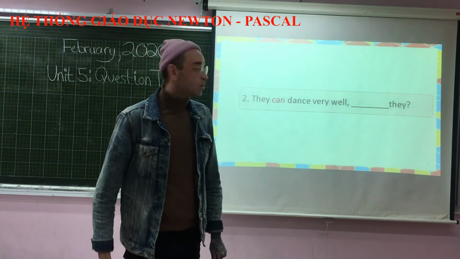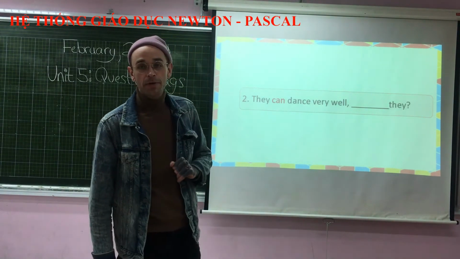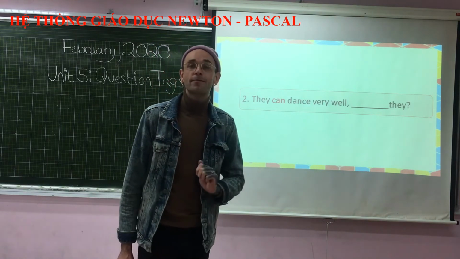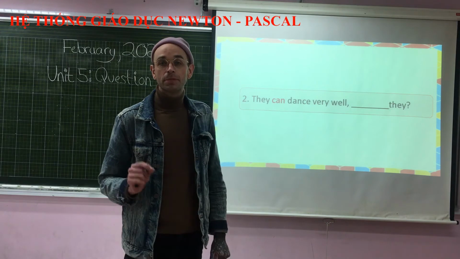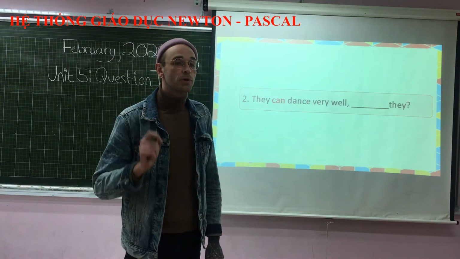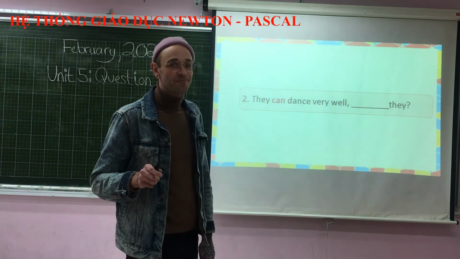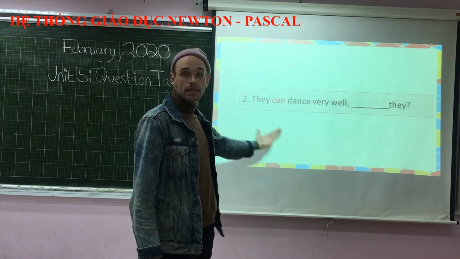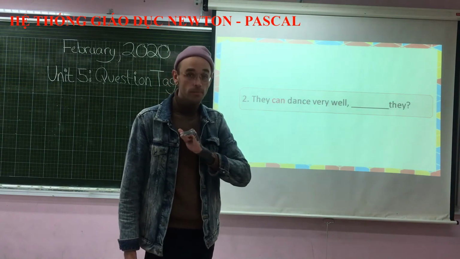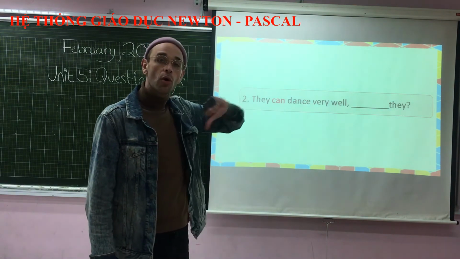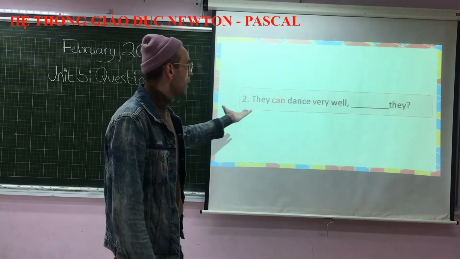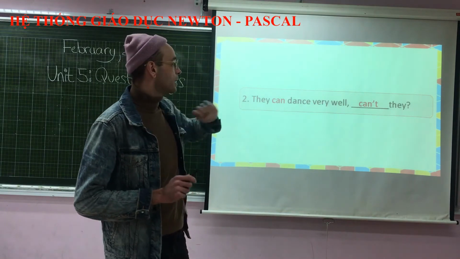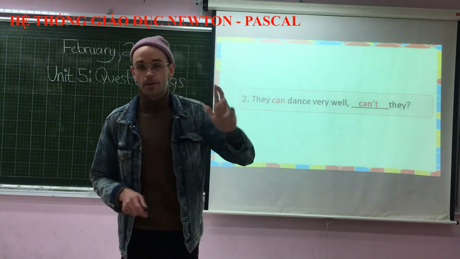Sentence number 2. They can dance very well, blank, they. Okay? What should the question tag be for this sentence? Take some time now to think about it. When you're ready, push play, and we'll see the answer together. Okay, so they can dance very well. Can is a yes word. Okay, so we need a no word on the right-hand side. And the negative form of can is, that's right, can't. They can dance very well, can't they?